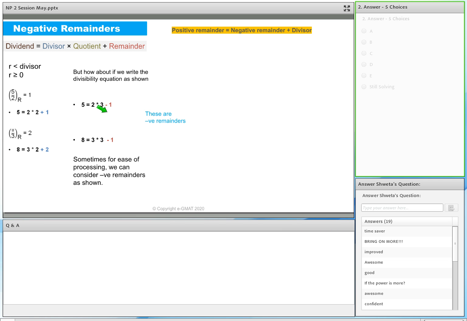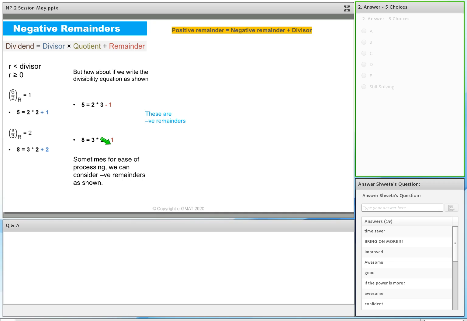Let me show you another one. 8 divided by 3. So the usual DNR equation is 3 times 2 plus 2. But think of the next multiple. Instead of 3 times 2, if I take 3 times 3, it's going to be 3 times 3 minus 1. So the negative remainder is minus 1.